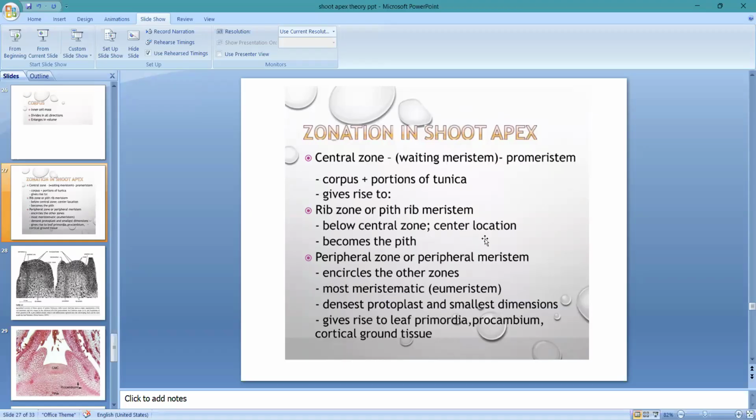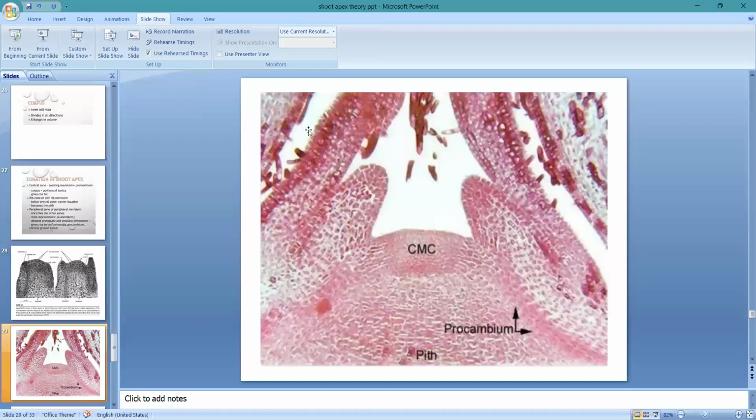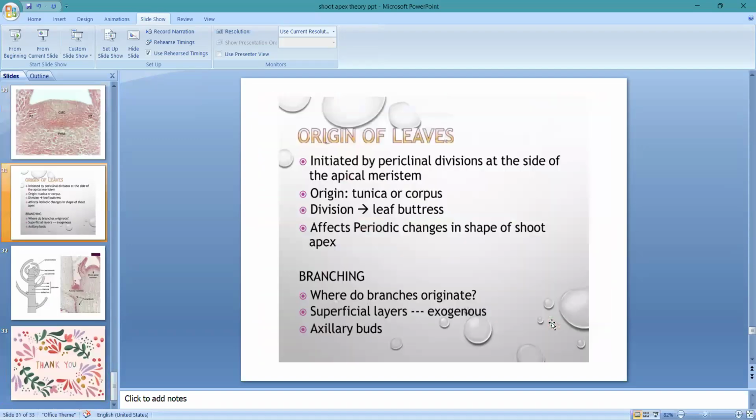This is the shoot apex theory. See here in this diagram, where the corpus is, tunica is, peripheral zone. Okay, it's not clear actually. Central mother cells, this is the pith, this is the procambium. Development of shoot apex is like this. Origin of leaves: initiated by periclinal divisions at the side of the apical meristem, tunica or corpus. Division of the leaf buttress affects periodic changes in the shape of the shoot apex.